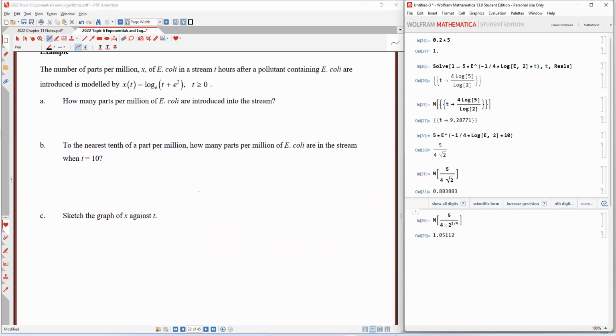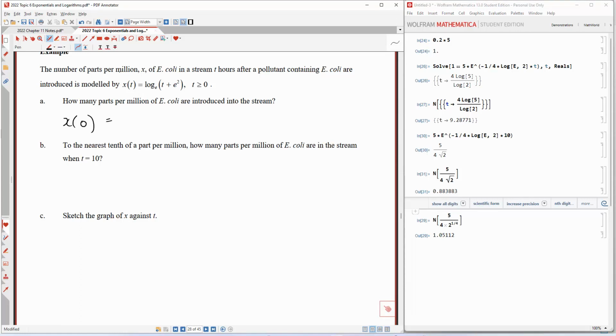Alright, the number of parts per million of E. coli in a stream t hours after a pollutant containing E. coli is introduced is modelled by this. How many parts per million are there of E. coli introduced in the stream? That's going to be x of 0. So at time 0, how many are introduced?